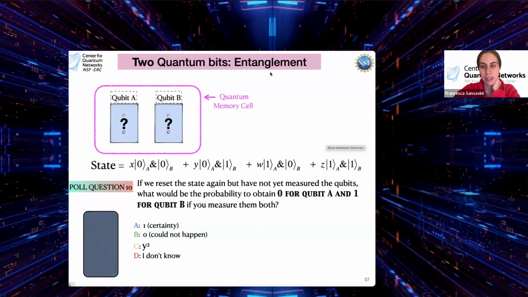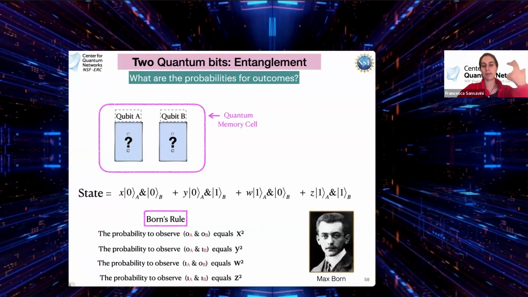Good. So 78% of you answered y squared, which is indeed the correct result. It follows Born's rule, so it works exactly as in the case of 1 qubit. So in this case, the probability to observe 0, 0 is x squared, 0, 1 is y squared, 1, 0 is w squared, and 1, 1 is z squared. So we do follow the coefficients that we have in this superposition.